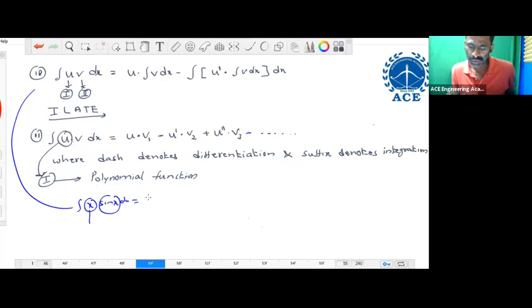First function u, same function, integral of sin x is minus cos x. Then minus first function's derivative 1, integral of the second function twice, that is minus sin x. Next derivative is 0. That's all. In an easy way we can write it. That is the advantage.